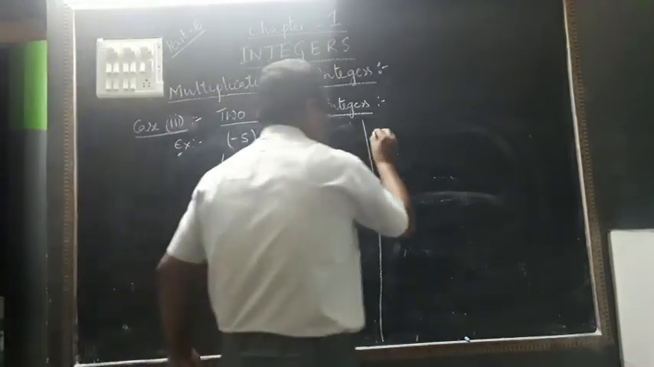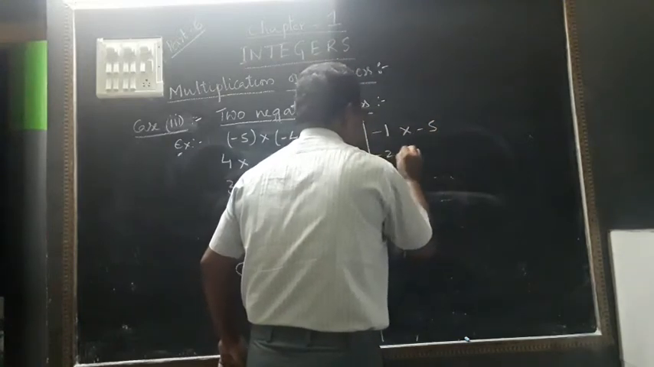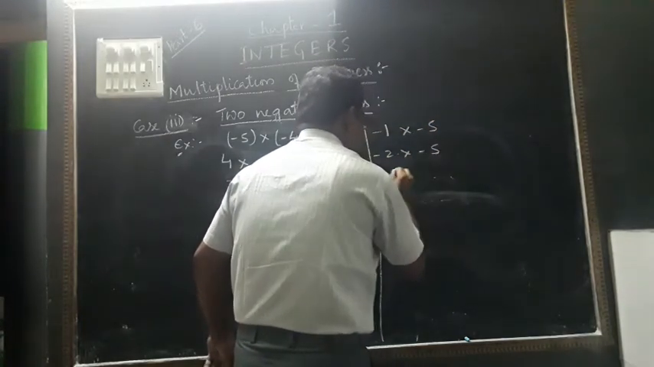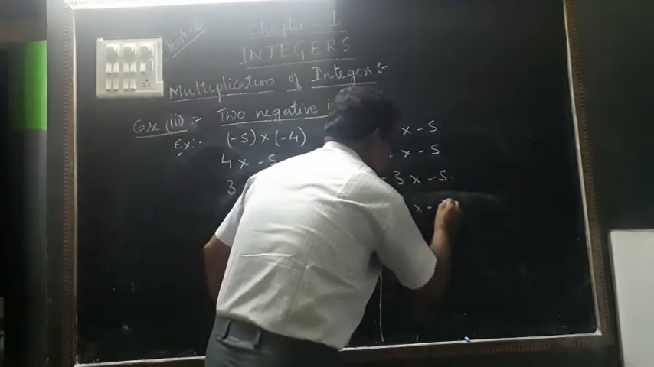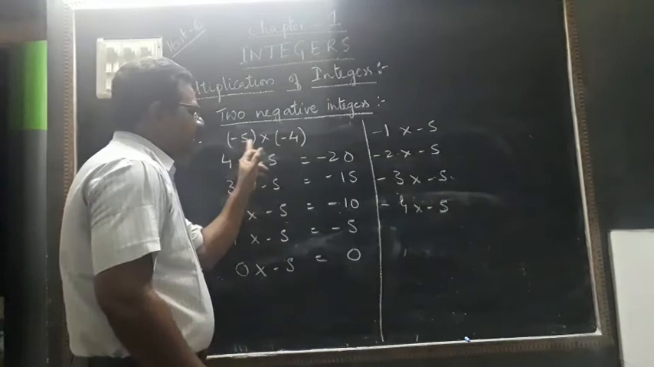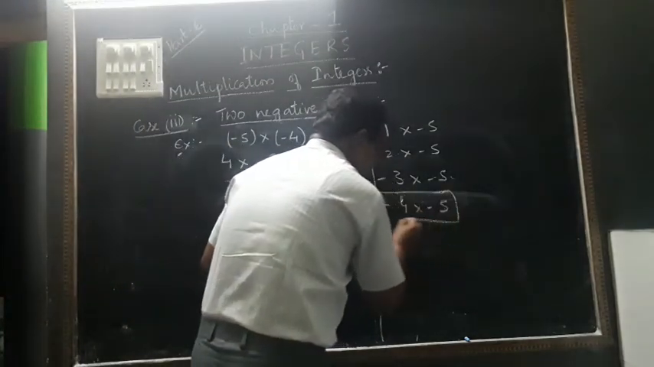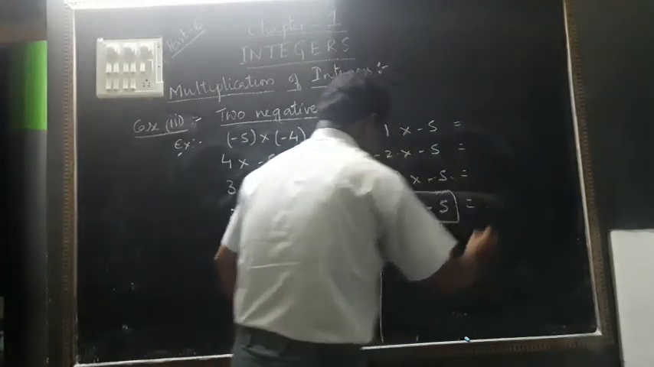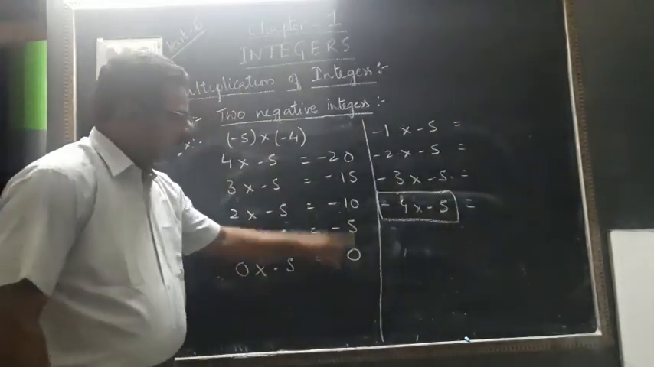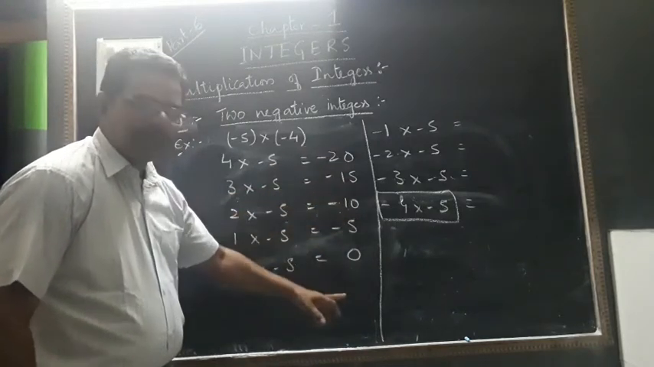So after 0 we have to take minus 1 into minus 5, minus 2 into minus 5, minus 3 into minus 5, minus 4 into minus 5. So this is minus 5 into minus 4, or minus 4 into minus 5. This result only we have to obtain from this. How to obtain this one? This is 0. Step by step, if you observe, the difference is 5.